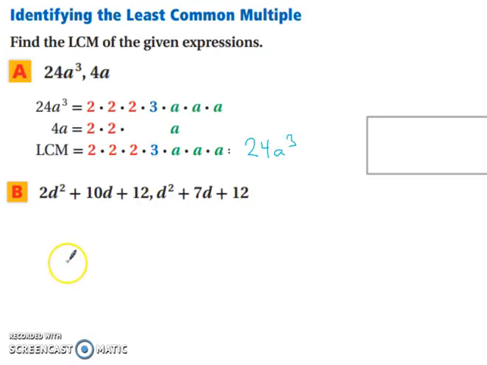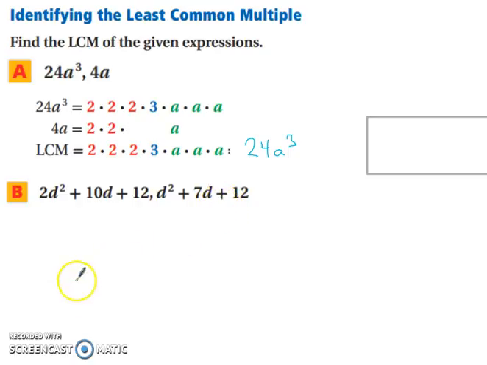Let's try one that's a little bit trickier. If it helps, think of the least common multiple as: what is the smallest number that both 24a³ and 4a can go into? Or in this next example, what's the smallest value that 2d² + 10d + 12 and d² + 7d + 12 can go into? We want to make sure it can go into both here.